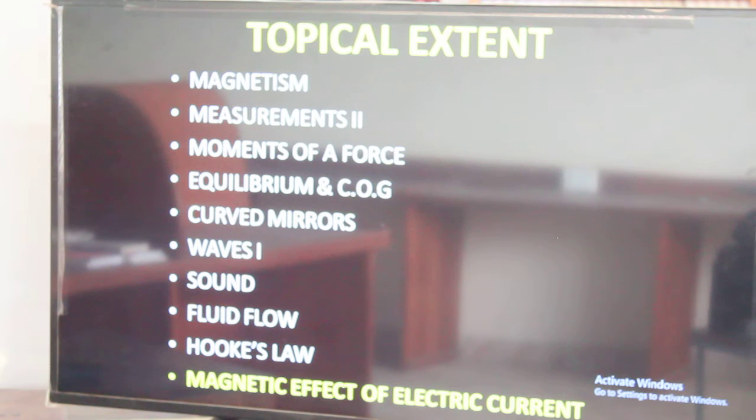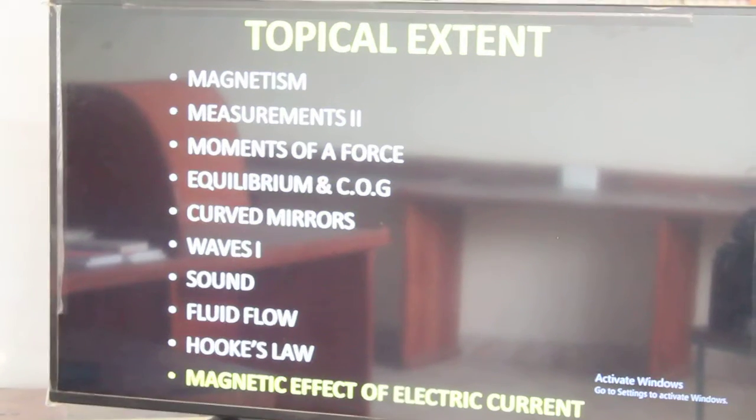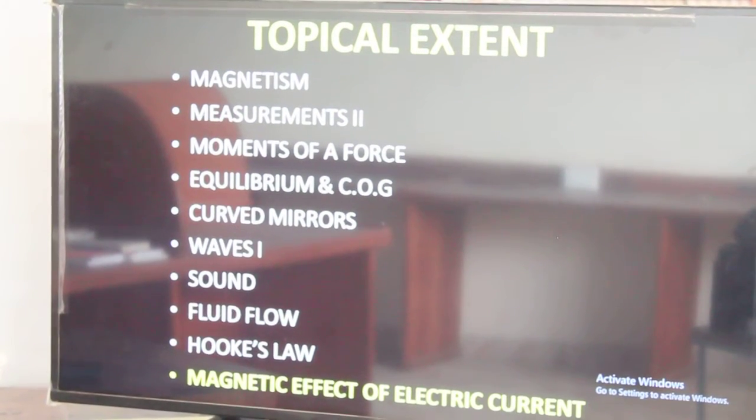Measurements 2, we looked at two devices that are used for measurement, vernier caliper and micrometer screw gauge. Then we did look at accuracy, what we mean by accuracy, and how to deal with what we call standard form, rounding off decimal points and all that. Then we look at moments, or turning effect of force. That is one of the effects of force on objects. And we have covered that. We did some mathematical questions.